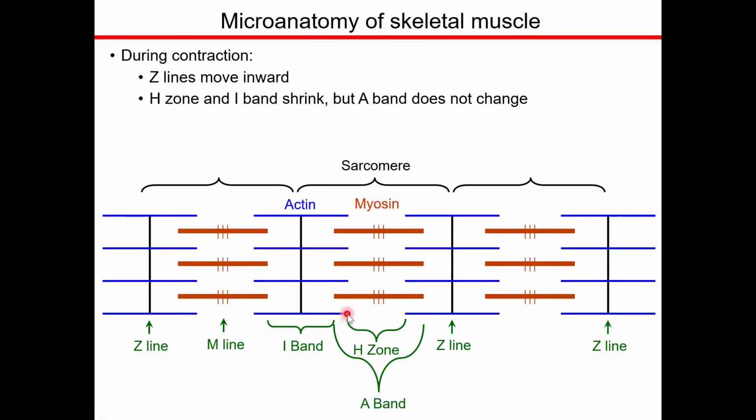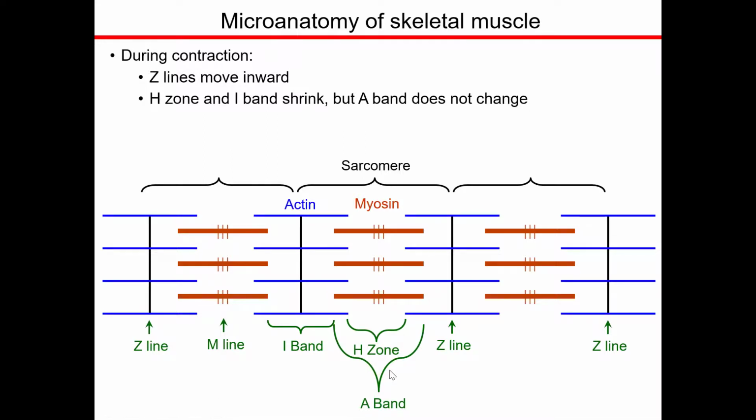The H zone is going to shrink. This region where there is only myosin and no actin will shrink. The I band will shrink, the region where there is actin and no myosin. But the length of the myosin isn't going to change. And this is a key part of what's happening. The length of our filaments don't change, but the filaments are going to move relative to one another.